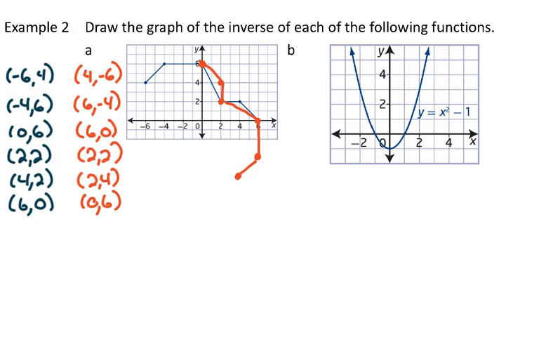Moving on to B, we've got a parabola with an equation there. We still need to look at the points on the graph. I'm just going to pick 3 of them, because what we know about inverses is that the shape will stay the same because it is just a reflection. It will just be in a different orientation. So now that I know that, I can take these 3 points, determine the inverse, and then come up with the new graph. So the first point is at -1, 0, then a point at 0, -1, and the last point is at 1, 0.